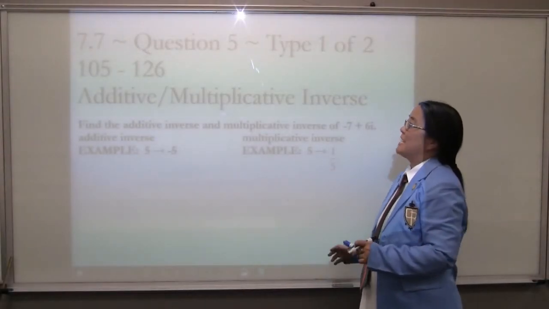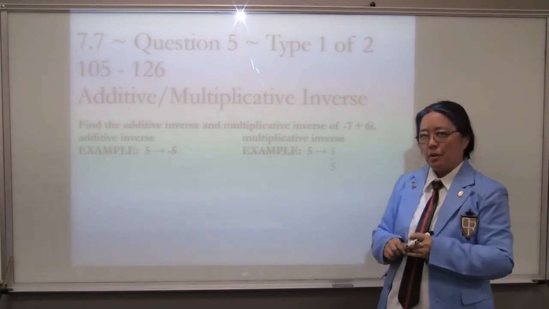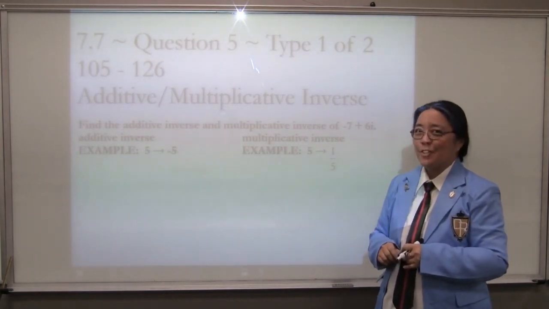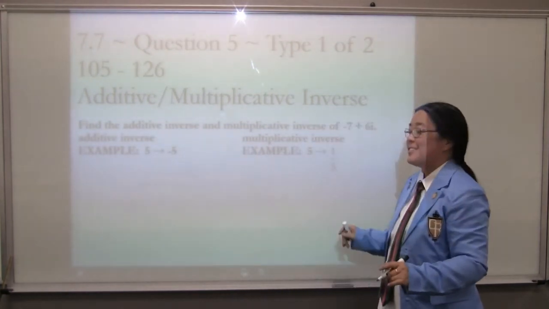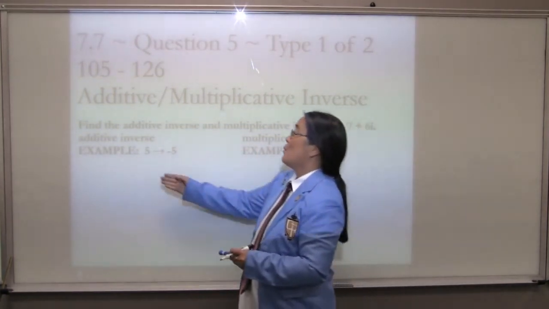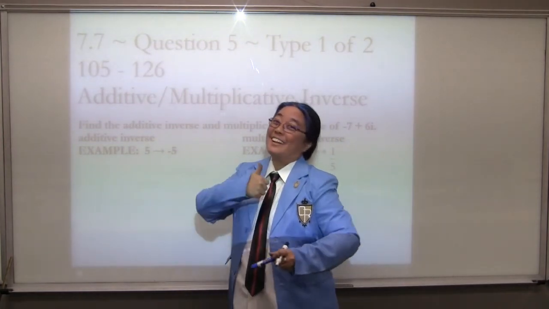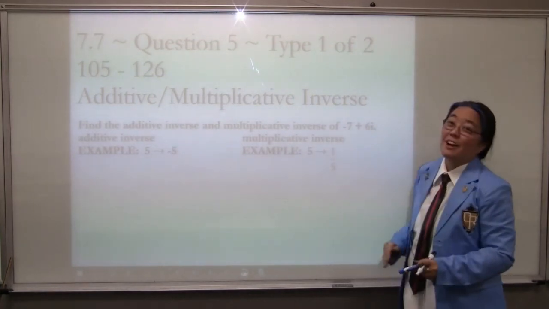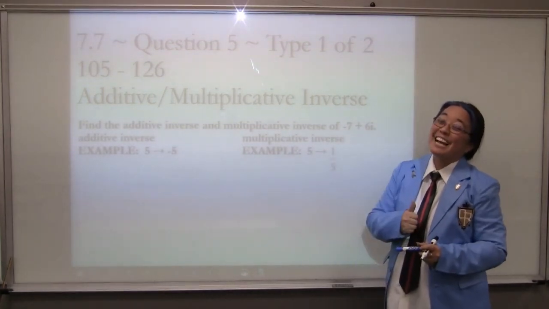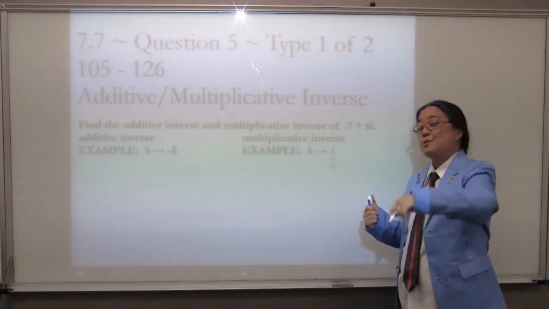Chapter 7, Section 7, Question 5, Type 1 of 2. You might remember from back in Chapter 1, Section 3, that we learned about the additive inverse and the multiplicative inverse. Those were the days when +5 became -5 and became the opposite sign. The multiplicative inverse where 5 became 1 over 5, the reciprocal. And you might think, oh, this isn't a bad question. And you'd probably be wrong.